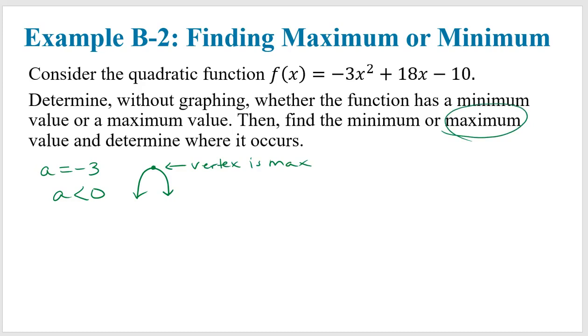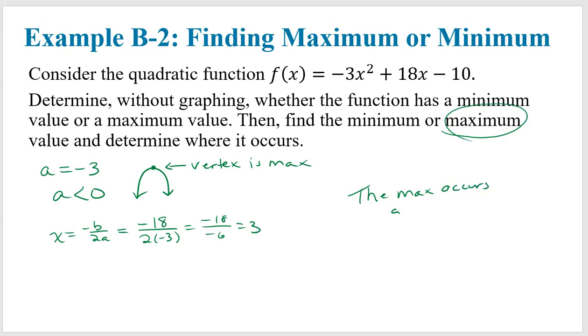All right, so now we have to figure out where that happens and what the value is. So back to our axis of symmetry equation. The opposite of b, so negative 18 over 2 times negative 3. So negative 18 over negative 6 is equal to 3. So the max occurs at x equals 3.